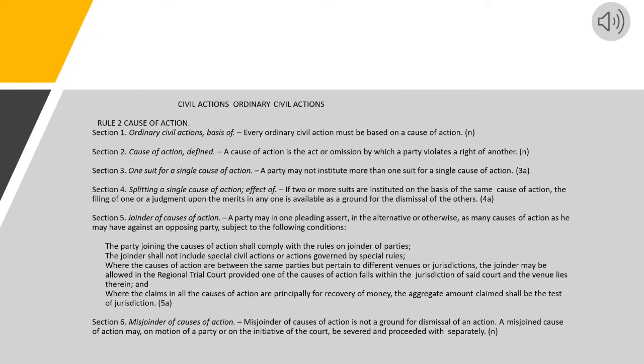Civil actions. Ordinary civil actions. Rule 2. Cause of action. Section 1. Ordinary civil actions. Basis of. Every ordinary civil action must be based on a cause of action.